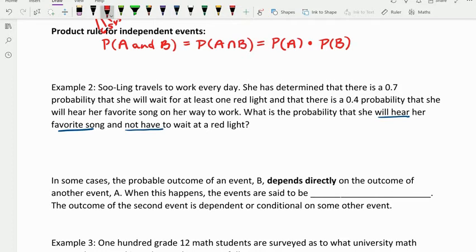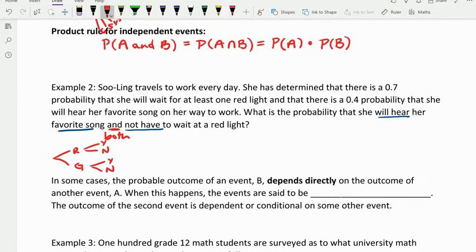So again, this word and in here means both. We want both, which means intersection. If we think of a tree diagram, again, the lights are red versus green, and then she could hear her song, yes versus no. Song, yes versus no. And really what we want to know right now is, what's this pathway?